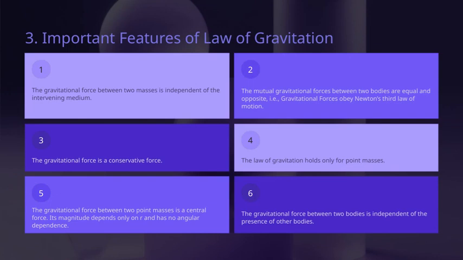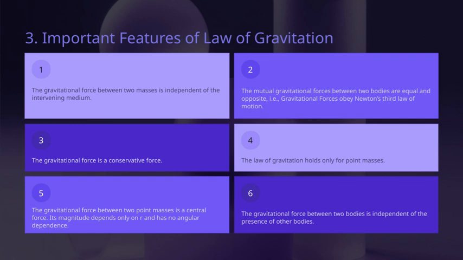The gravitational force between two bodies is independent of the presence of other bodies. This means that when we consider the force between two objects, we don't need to worry about what's happening elsewhere around them. The force depends solely on the two bodies involved.